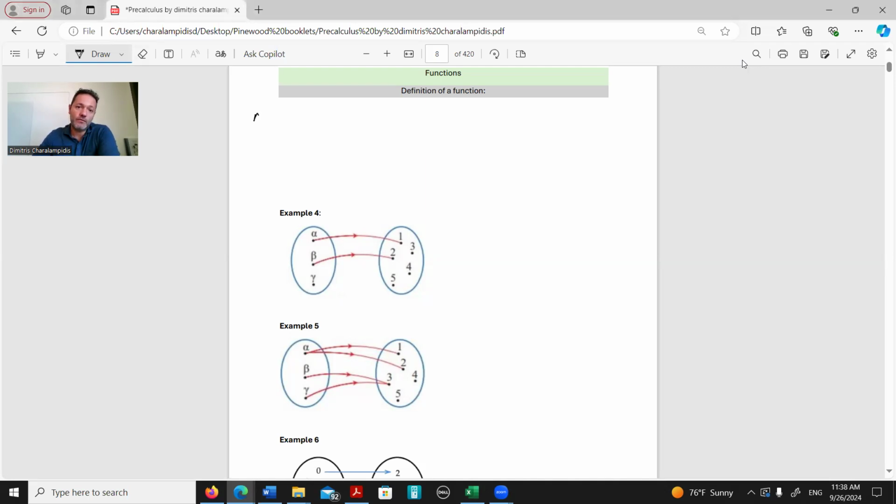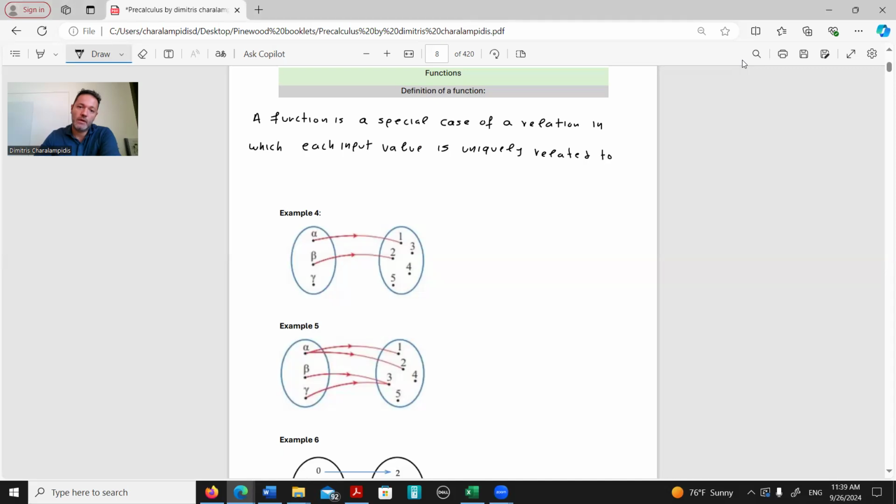A function is a special case of a relation in which its input value is uniquely related to an output value. That is all. Let's go over again.